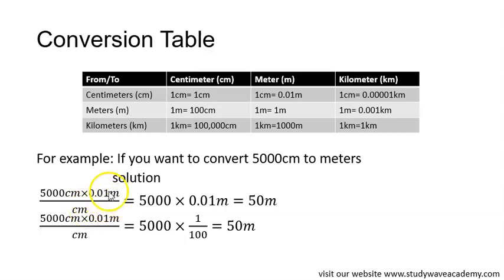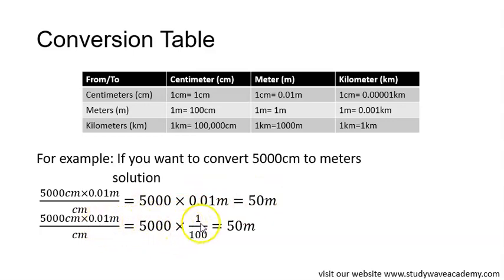Okay? We want to convert from centimeter to meter, and to convert from centimeter to meter, it's using this one. Okay? 1 centimeter is equal to 0.01 meters. So we have here 5000 centimeter times 0.01 meter over centimeter. Centimeter cancels centimeter. We are left with 5000 times 0.01 meters. Okay? If you multiply this, you are going to have 50 meters.